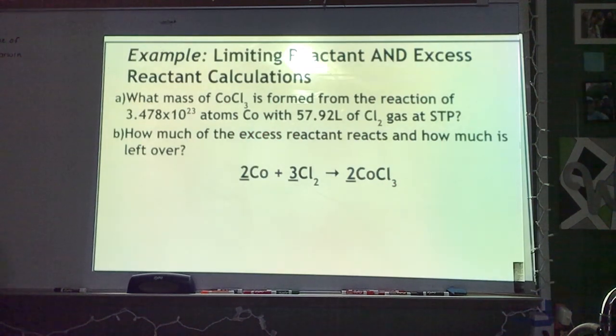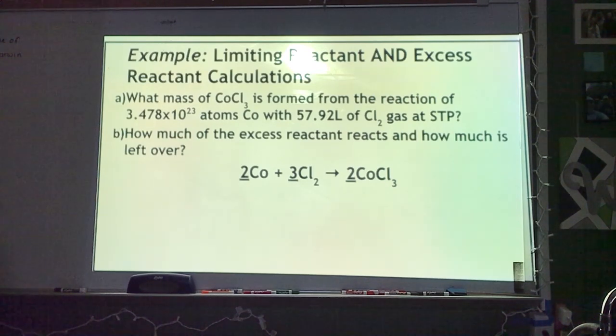Okay, so this one's a 2-part question. So we're going to talk about limiting and excess. What mass of cobalt chloride is formed when the reaction of 3.478 times 10 to the 23rd atoms of cobalt with 57.92 liters of chlorine gas at STP? Again, STP just means standard temperature and pressure. It's just telling you you're going to use that 22.4 that we talked about.